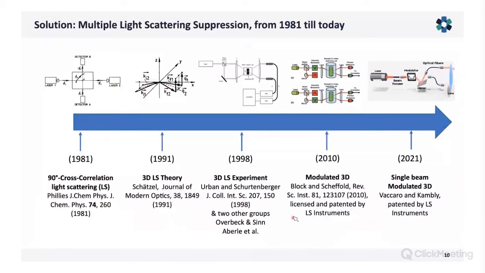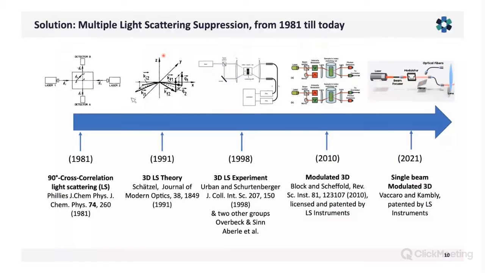And there has been a solution, proposed in its early stages already 40 years ago now, exactly. There's a first paper in 1981 by Phillies that introduced the so-called cross-correlation multiple scattering suppression. At the time, this was done simply by putting laser and detector each at 90 degrees, so two lasers and two detectors. This didn't allow the researchers to scan any angle, so this was fixed 90 degree scattering with two lasers, so it was also reasonably complicated.